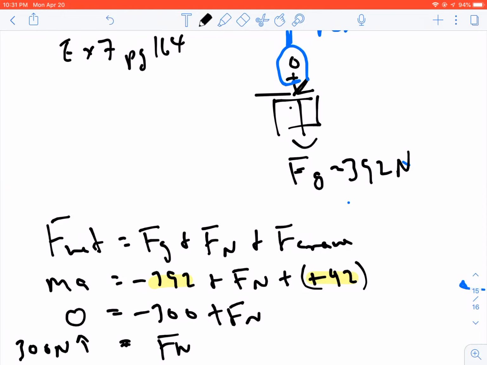So if that box could only support 350 newtons of weight, and I'm sitting on it and I'm 392, I'm going to fall right through that box. I'm going to crash it. But if that crane is giving 92 newtons of upward force, then I'll be able to sit on that crate even though it can't handle my whole weight, because the crane is going to offset some of the force that the normal is trying to create. The crane will help with that.